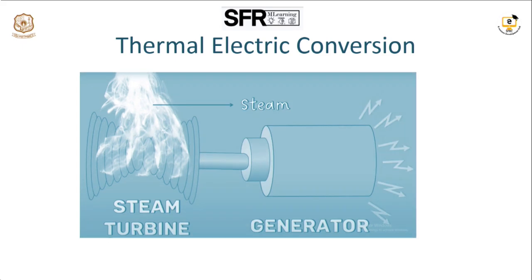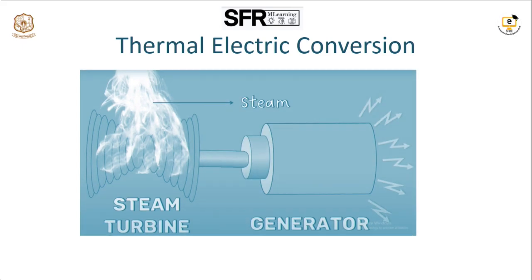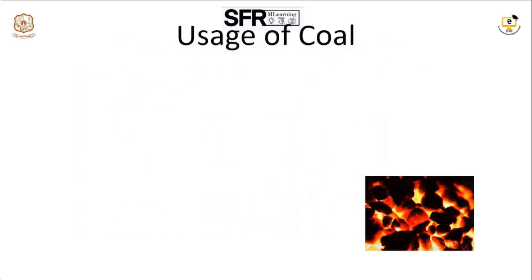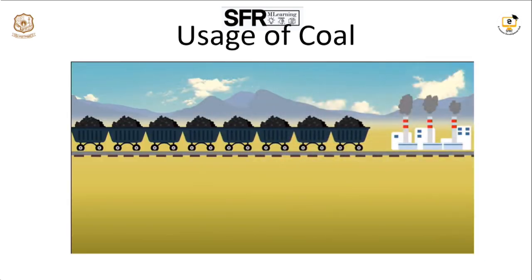Next, we can see thermal electric conversion. Thermal electric conversion is like a thermal electric plant. Here we are using a turbine, and steam is used to rotate the turbine, which is connected to a generator that produces electricity. So finally we are getting that electricity. This is a thermal power plant, but we are using coal as a fuel, so it may create a lot of pollution, which we have to avoid.